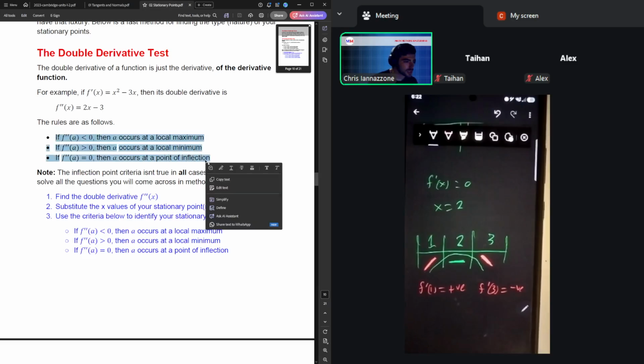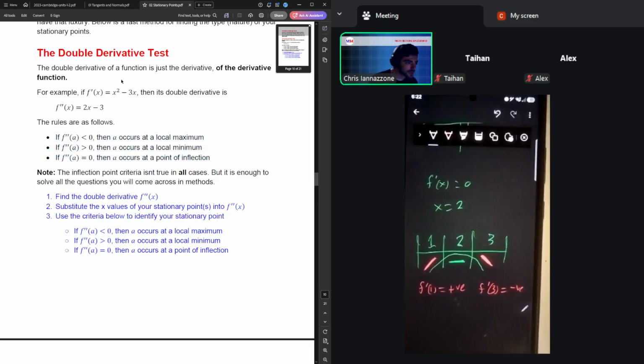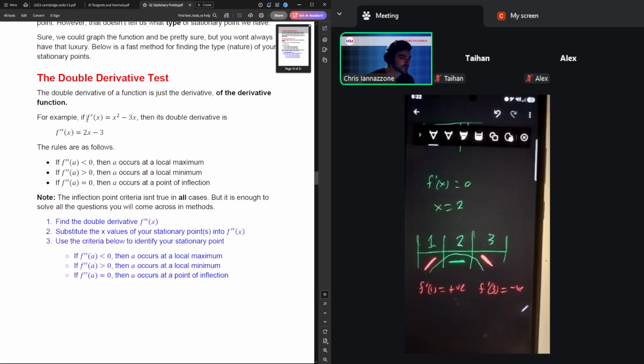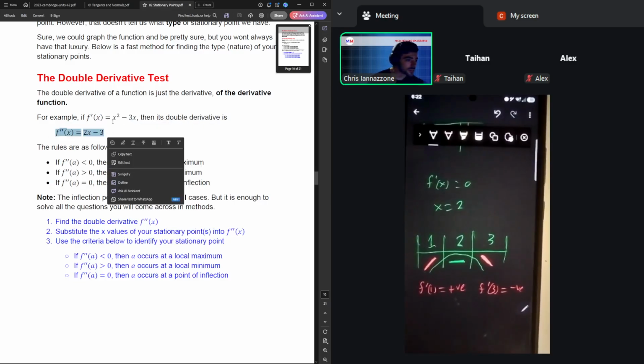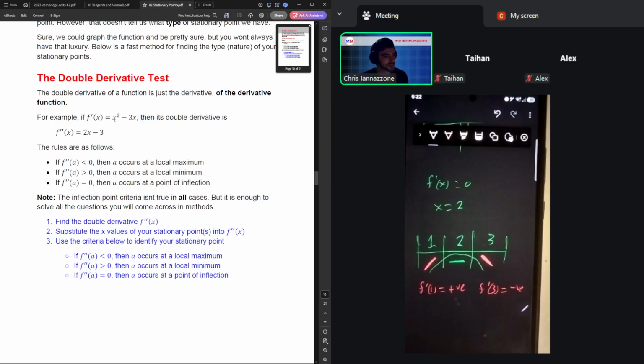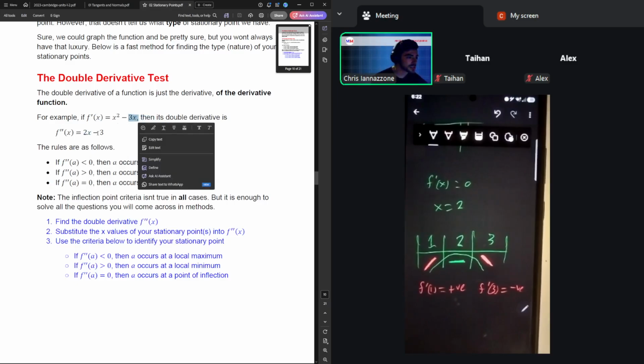It's essentially just a quick criteria. The double derivative of a function just means finding the derivative of the derivative. So if the derivative is x squared minus 3x, back on the screen share, then the double derivative would therefore be just the derivative of this. So the x squared becomes 2x, the 3x will become 3.